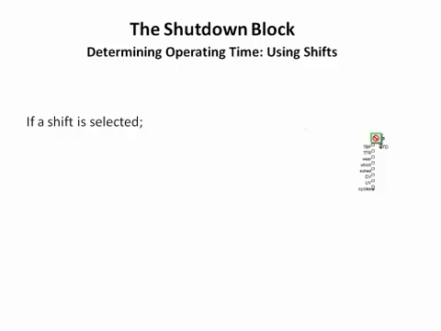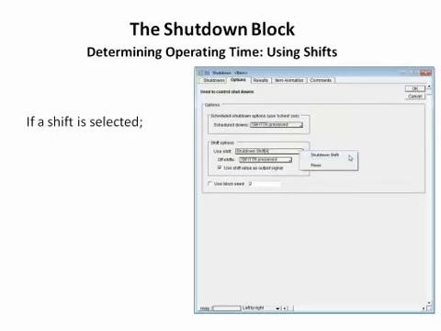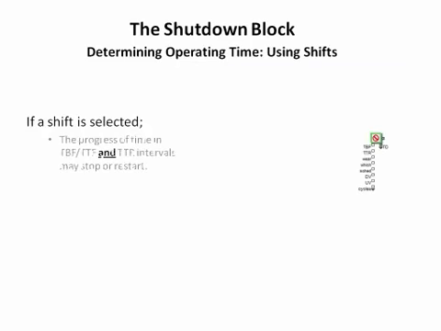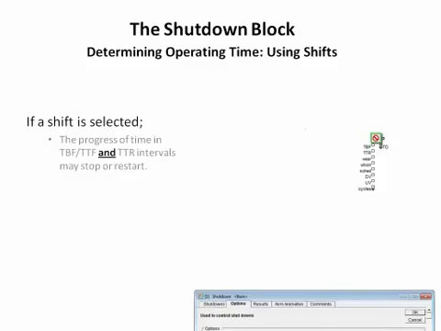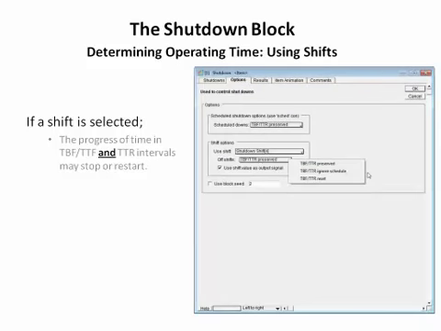Now, the shutdown block can also use a shift. The effect of shift changes is chosen just as the effect of scheduled downs. We can use a shutdown shift and select it in the activity block. And similarly, the TBF and TTR intervals are affected the same way, and we have the same options for controlling them.